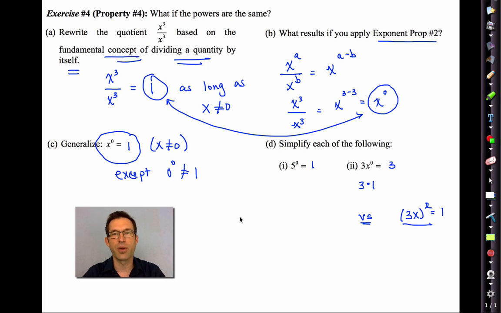So the 0 exponent, that one's always been weird. Something to the 0 is 1. But then that makes exponent property number 2 work out again and again. All right, pause the video now. Write down anything you need to. Okay, let's clear out the text.